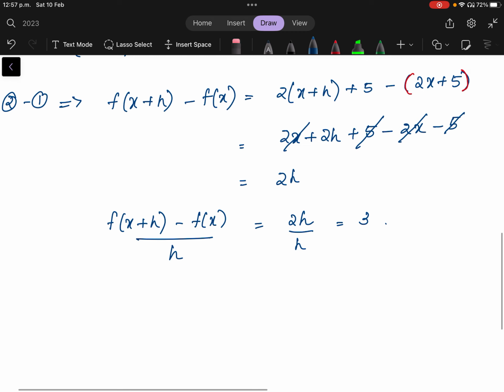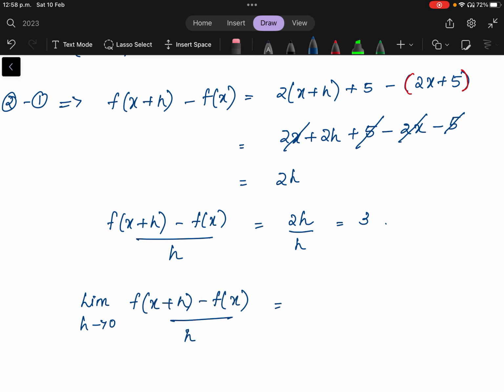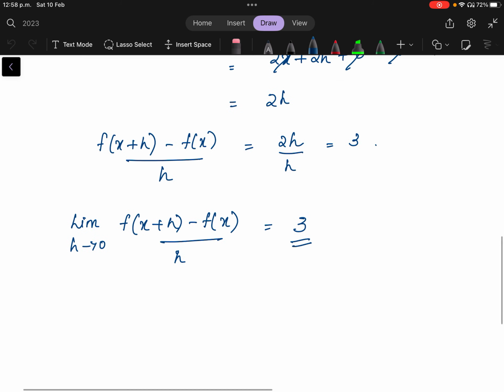Okay, now I need to apply the limit, limit h tending to 0, because that is the derivative. So limit h tending to 0 of f of x plus h minus f of x divided by h is equal to 2, because here there is no factor of h, so I can just directly write it as 2, and this is the answer. So this limit, h tending to 0, is nothing but f dash of x, which is the derivative, and the answer is 2.